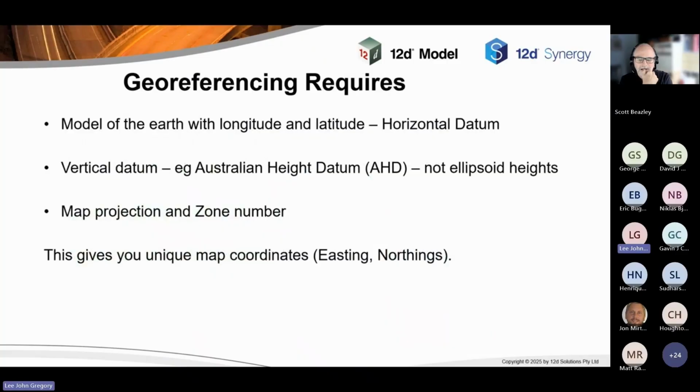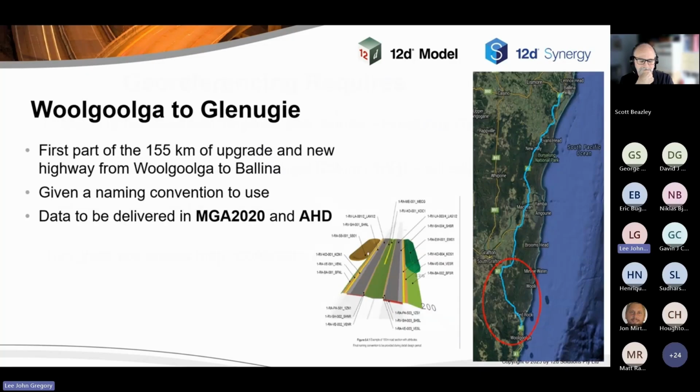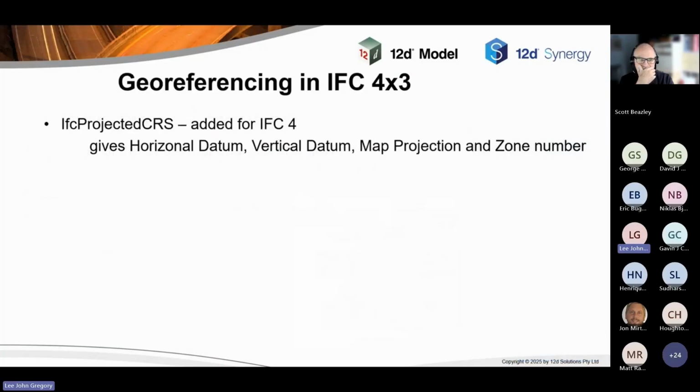So for georeferencing, you require a model of the Earth and longitude and latitude, which is the horizontal datum. You need a vertical datum. I'll say no more about that, but it's the Australian Height Datum here in Australia. It's not ellipsoid heights at all. Then a map projection and a zone number, and with that, you get unique eastings and northings. Basically, you've got a unique longitude and latitude, and you can go backwards and forwards uniquely from that to eastings and northings. So you have a model, again, a coordinate system for the Earth. For this particular project, say it uses MGA 2020 and Australian Height Datum. So basically it's telling you exactly what map coordinates you can use for the project.